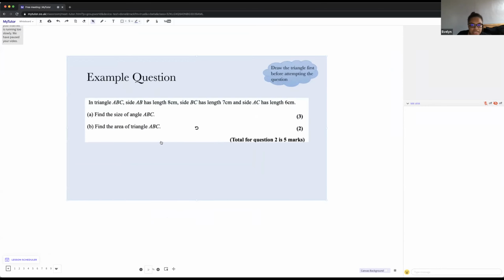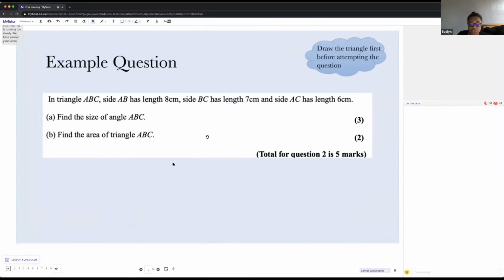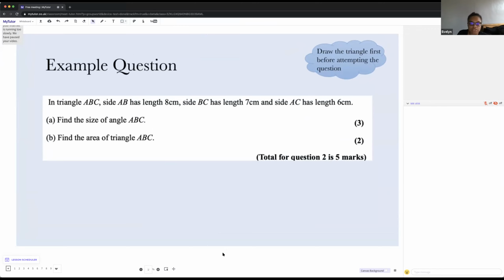Here is a typical sort of AS level trigonometry question. What I'd like you guys to do is read the question, understand what it's asking for, and then have a go at answering it. Now, I've given a hint at the top. I've said draw the triangle first before attempting the question. With A-level maths, it's usually the case they'll ask you questions like this, not a lot of context, probably not a drawing, and you'll have to draw it yourself and be able to figure out the answer that way. So have a go at doing this and see what answer you get.